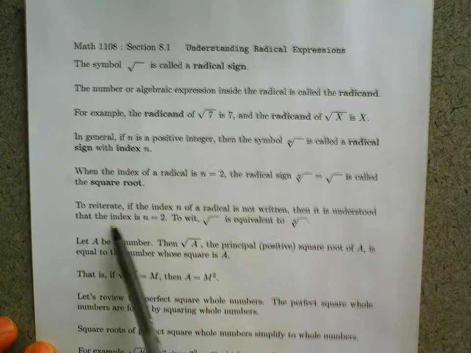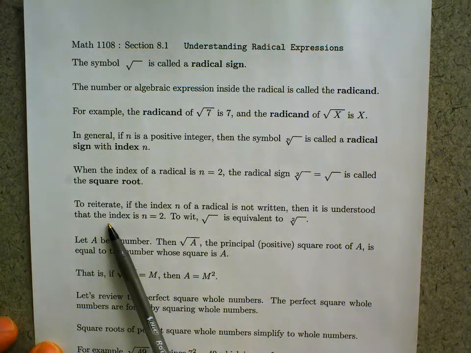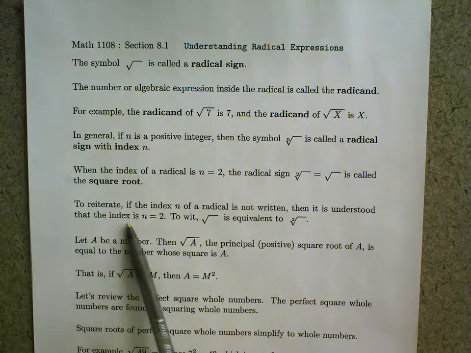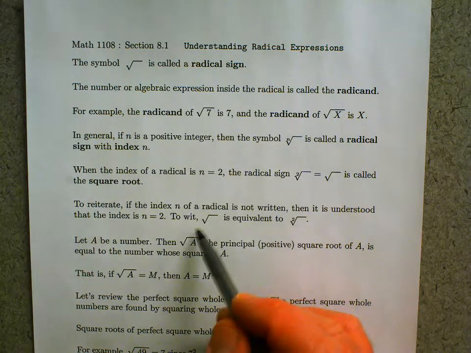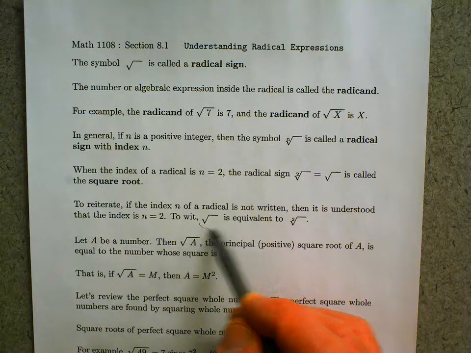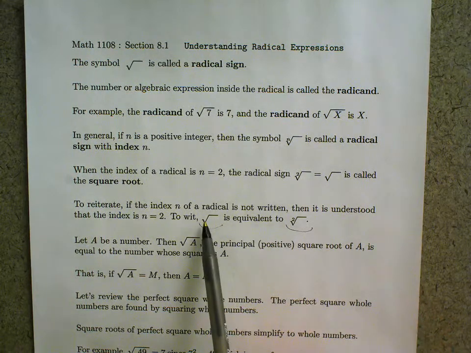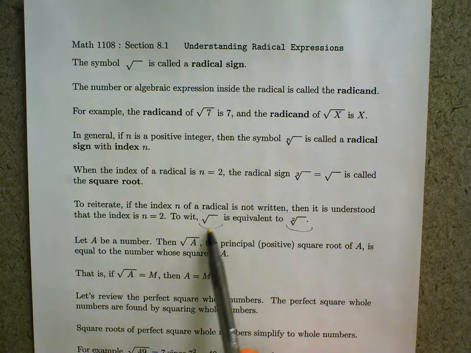Okay, so to reiterate, if the index n of a radical is not written, then it is understood that the index is n equals 2. So this radical is equivalent to this radical. This one does not show the index 2. This one does show the index 2. But those mean exactly the same thing.